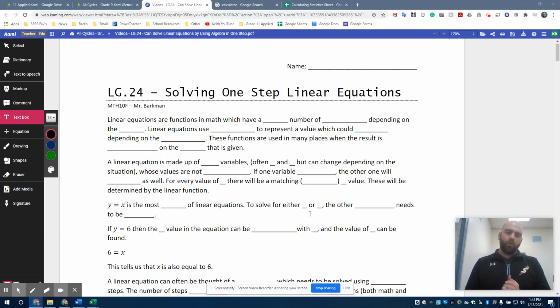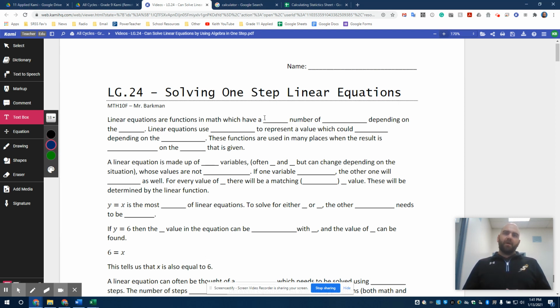Learning goal 24 is going to be all about solving one-step linear equations. When it's all said and done, we're looking at solving linear equations, but we're going to be taking a look at just the single step. So we're going to be taking a look at one step at this point. We're not going to go into multi-step at this point. We'll get into that a little bit later.